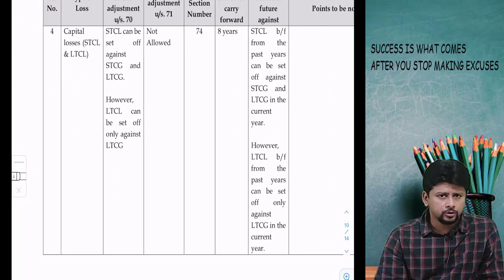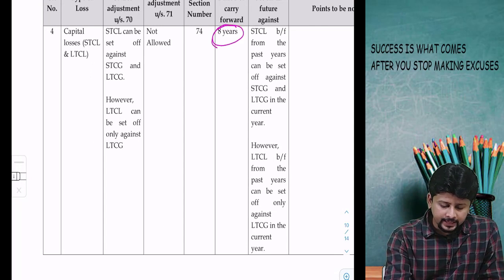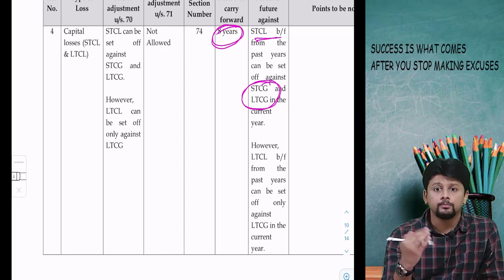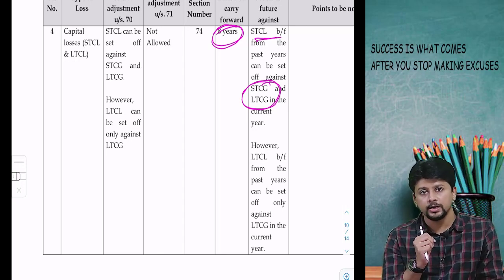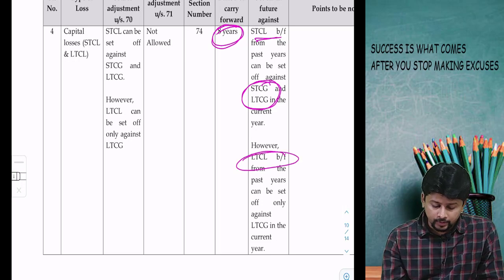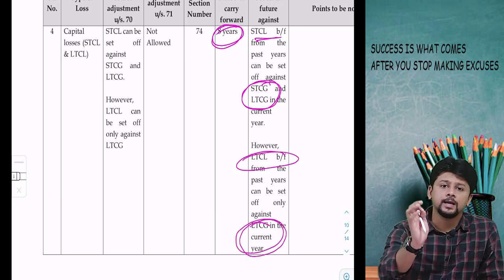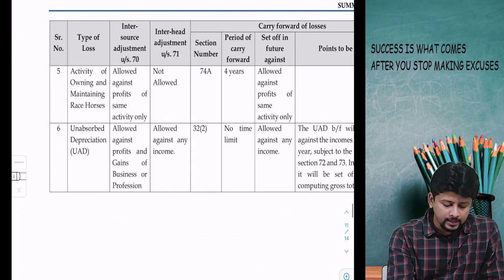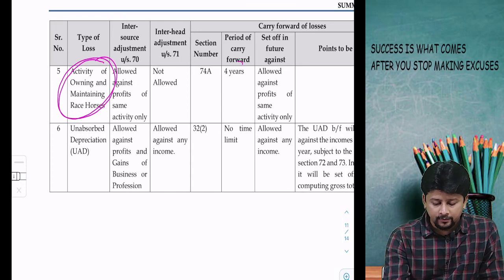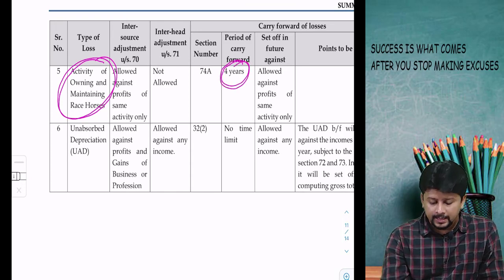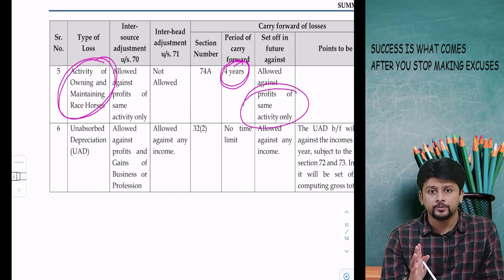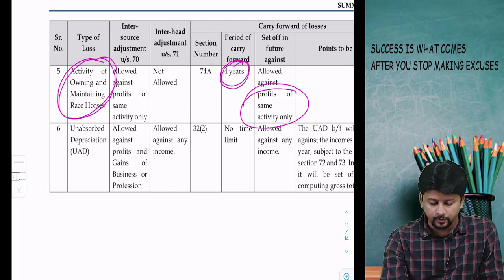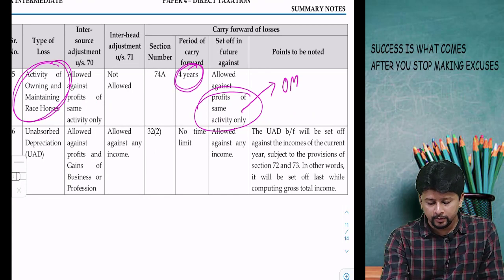Capital losses. Well, this is also not new for you. Carry forward period is 8 years. Short term that is brought forward can be set off against short term and long term both. This is something that we saw in the current year working also. But long term brought forward can be set off against long term capital gain only. And if I have loss from owning and maintaining race horses, carry forward period is 4 years. Set off is possible only against profits from the same activity, that is, profits from owning and maintaining racehorses only.